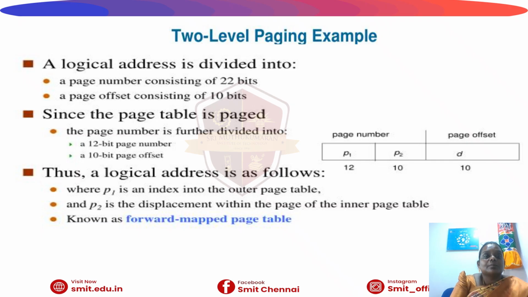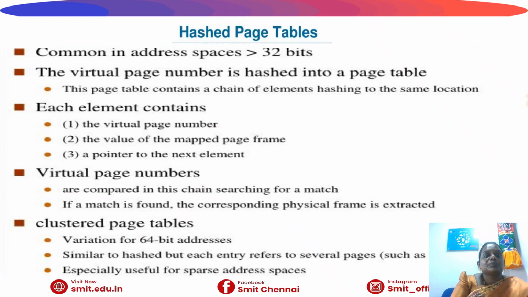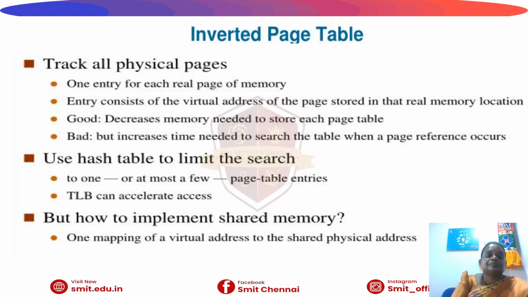Two-level paging example. The logical address is divided into a page number consisting of 22 bits and a page offset consisting of 10 bits. Since the page table is paged, the page number is further divided into a 12-bit page number and a 10-bit page offset. Hashed page table is common in address spaces larger than 32 bits. The virtual page number is hashed into the page table. This page table consists of a chain of elements hashing to the same location.